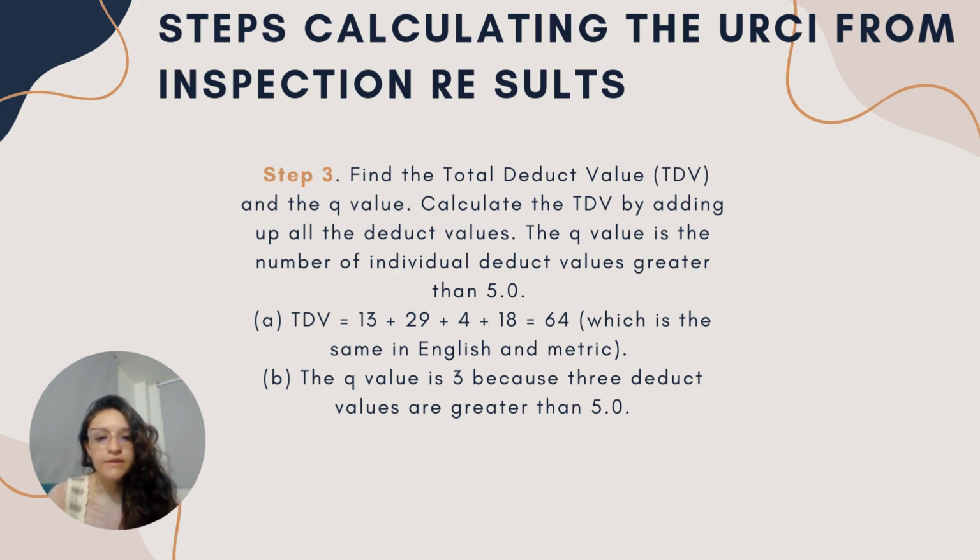Step number 3. Find the total deduct value TDV and the Q value. Calculate the TDV by adding up all the deduct values. The Q value is the number of individual deduct values greater than 5. The TDV is the sum of all values obtained, which is the same in English and metric units. The Q value is 3 because 3 deduct values are greater than 5.